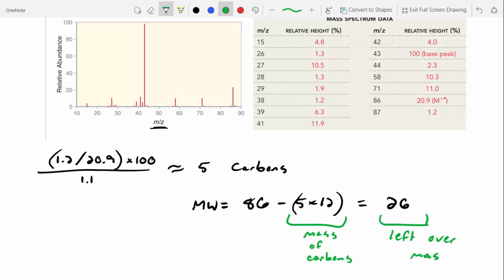What do you think could account for that mass of 26? Could it be hydrogen? I think so. Could all of it be hydrogen? Could we have a molecule that's C5H26? Not without having carbons with like 8 bonds.